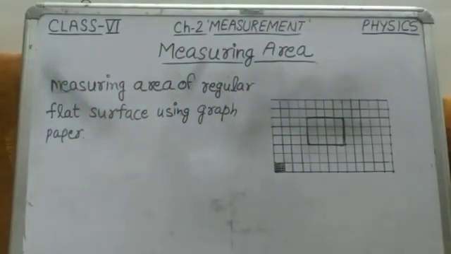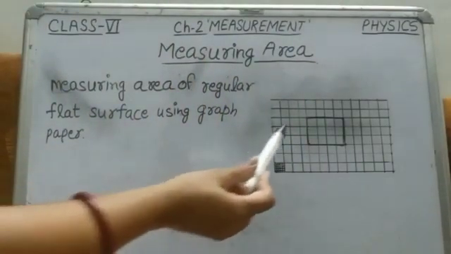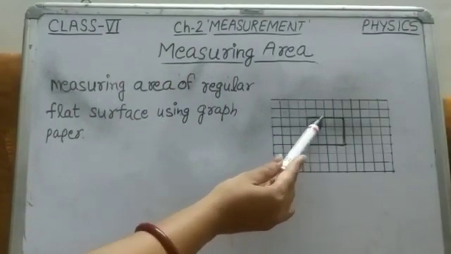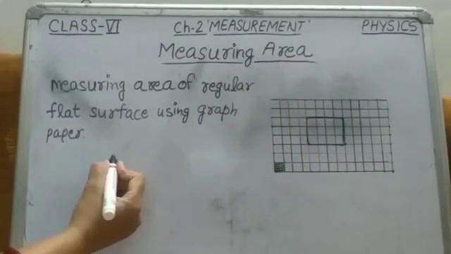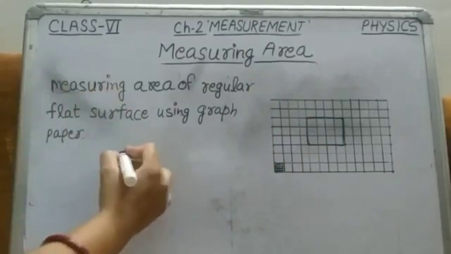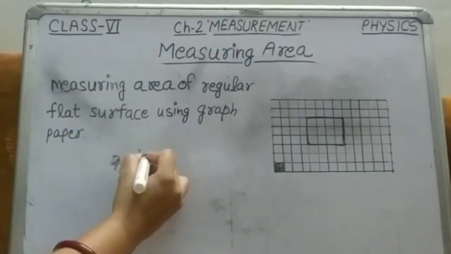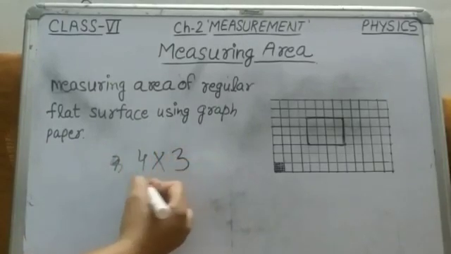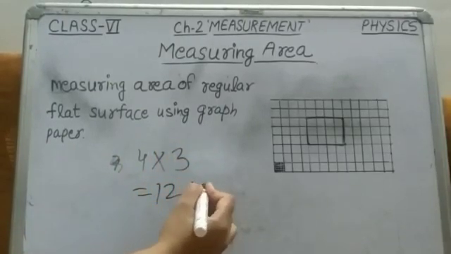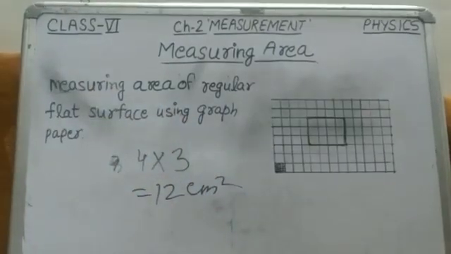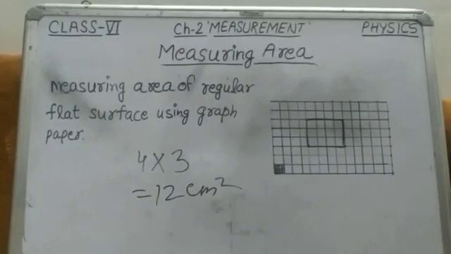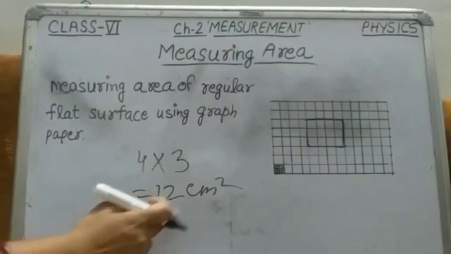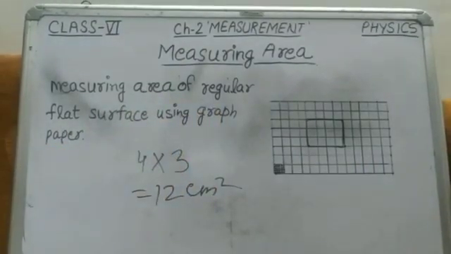Okay, so now if we count, for example, in length there are 4 boxes, 1 2 3 4, and in breadth there are 1 2 3 boxes. So we have 4 into 3, it means 12 square centimeter. This will be the area, because each box is equal to 1 square centimeter. So it will become 12 square centimeter. The area of that rectangular shape will be 12 square centimeter.